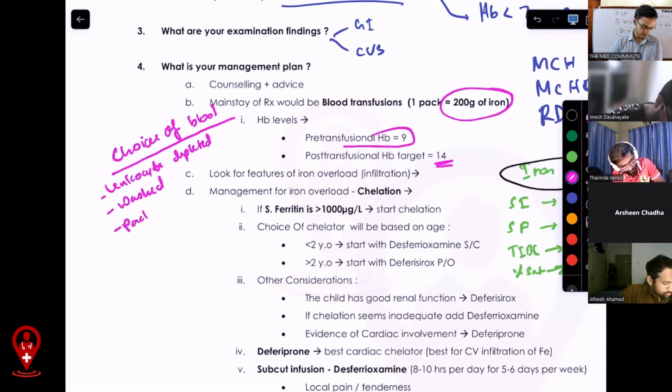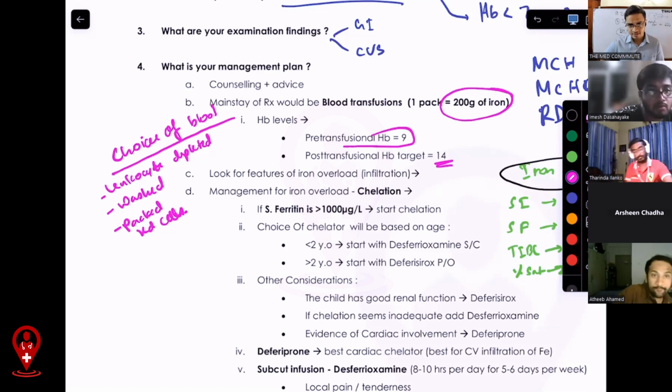Packed red cells. Now, what does this mean? Don't memorize. I'm so against that, you all know me. What does this mean, guys? What do these words mean? Leukocyte depleted, everyone understands now, right?